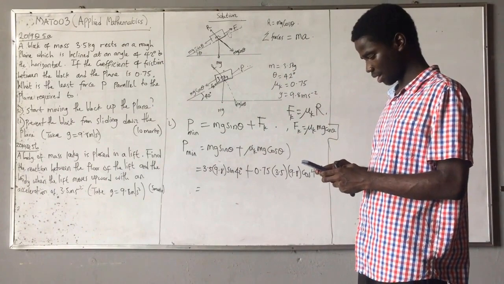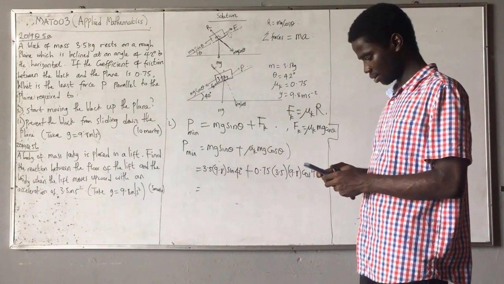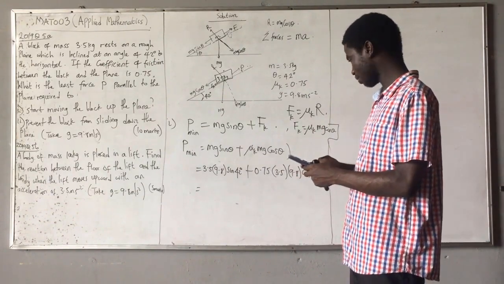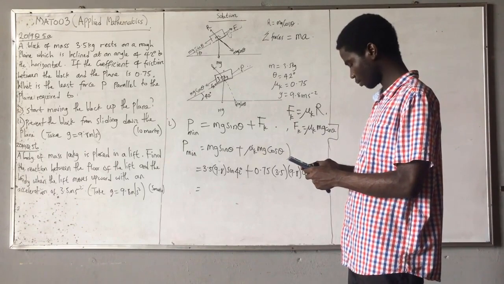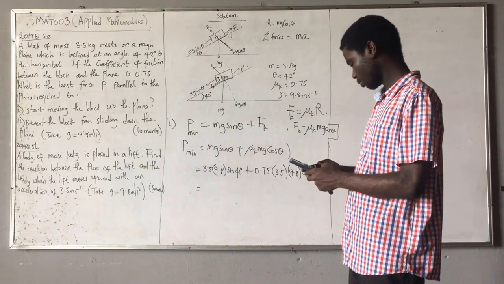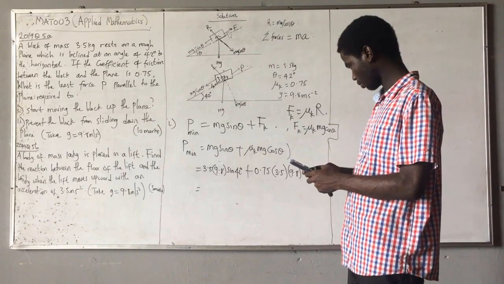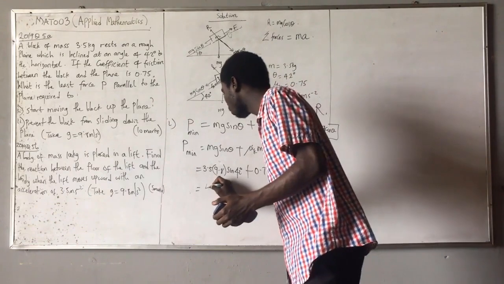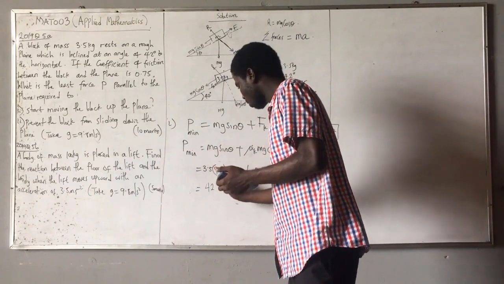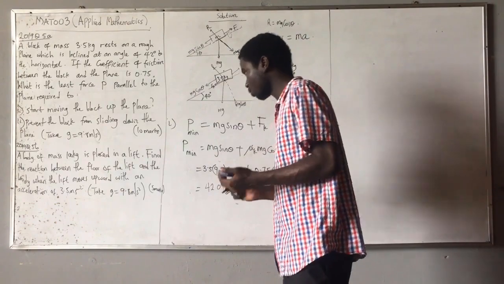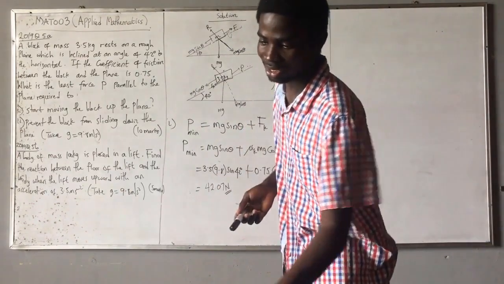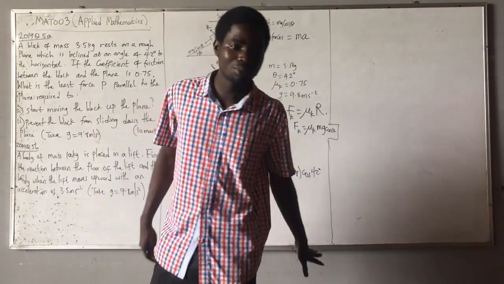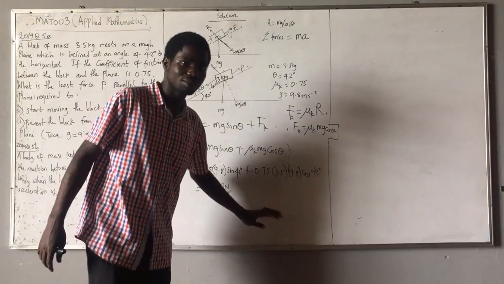You have 3.5 times 9.8, right? Sine 42. Press your calculator too, please. Press your calculator to get the answer. Plus... So at the end of the day, the answer is 42.07 Newton, approximately to 2 decimal places. That is the minimum force, right? That is the minimum force in this place.